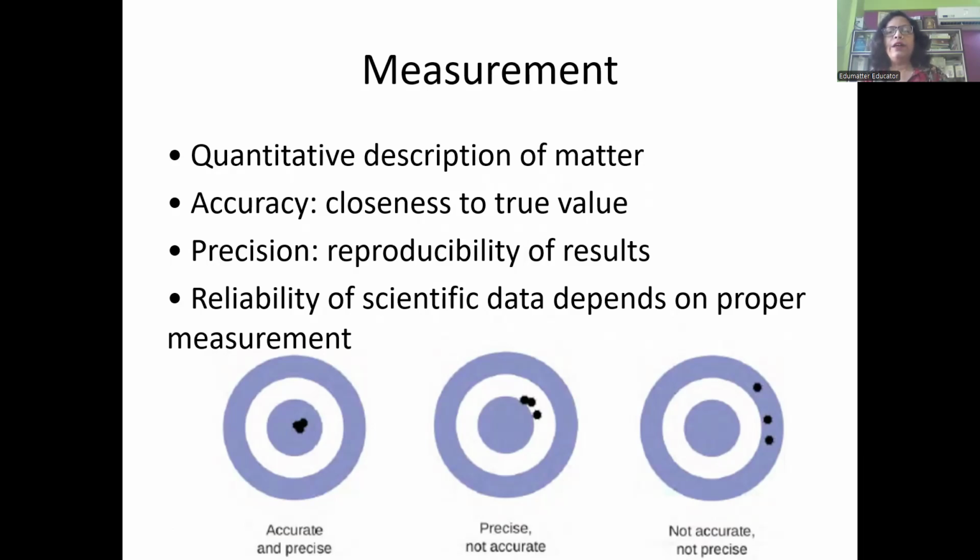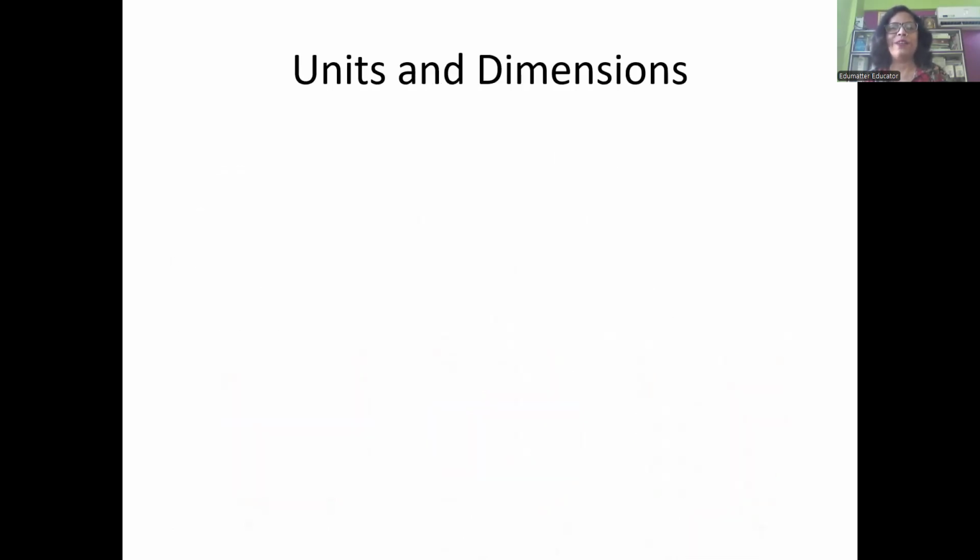Second one, it's precise because whatever aiming has been done, the target is not hit, but wherever it has hit, it is at the same point or near about. Right. So it is precise, but far away from the target, so it's not accurate. And third one, it's neither precise nor accurate, obviously, because it is far away from the target, and every time it is hitting a new point. So it's not precise as well.